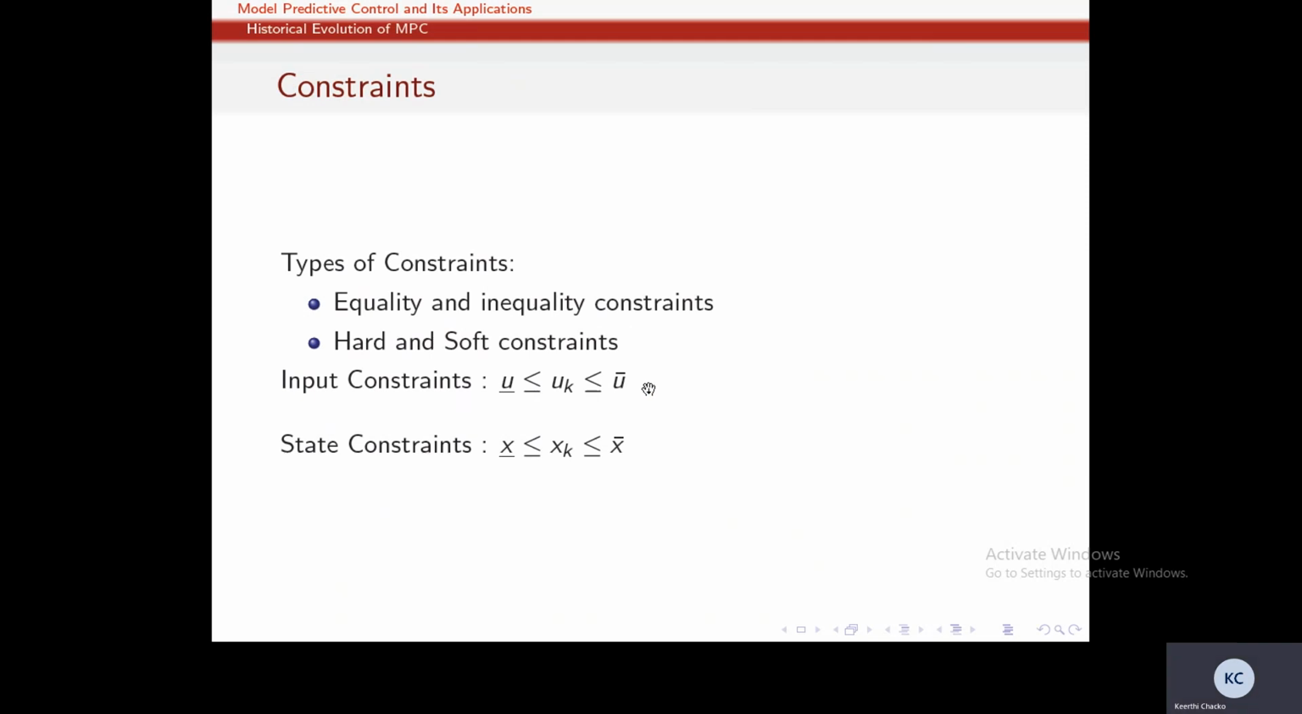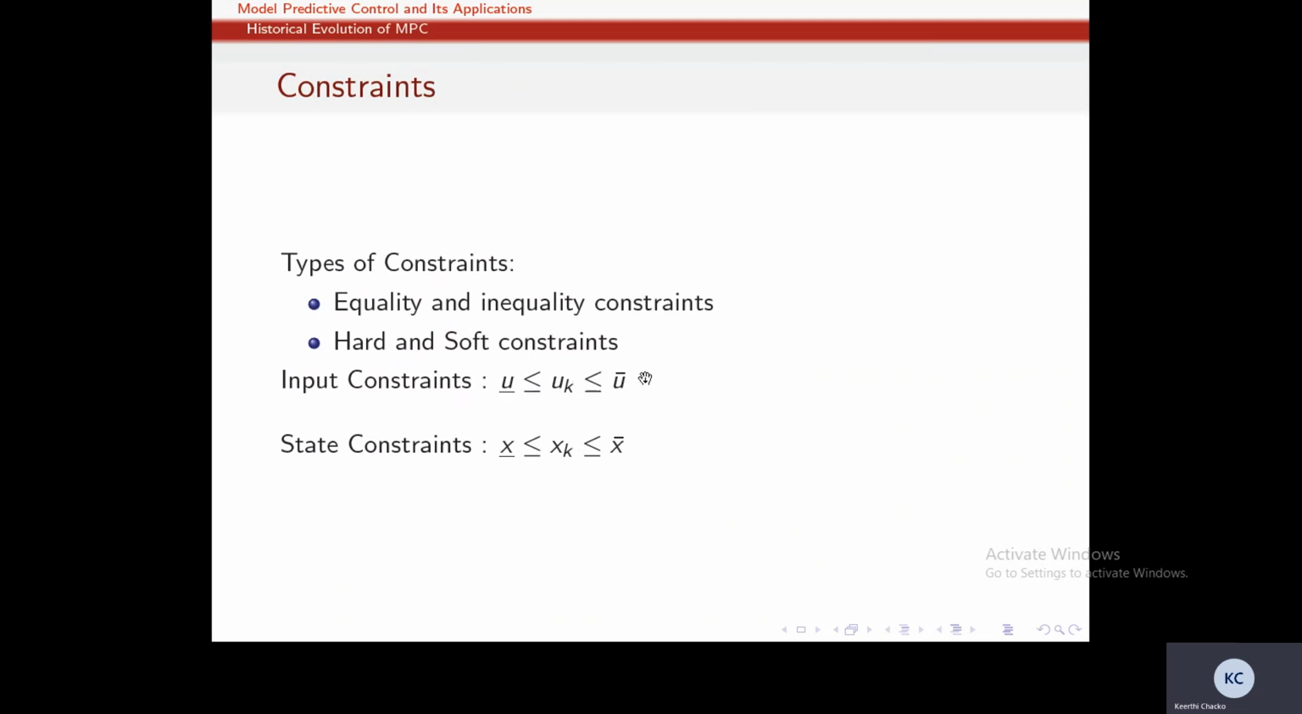Now we'll see the different types of constraints. The main advantage of model predictive control is its capability to incorporate constraints within the problem formulation. Every practical system will have constraints. They may be equality constraints or inequality constraints, hard constraints or soft constraints. Hard constraints cannot be violated. For example, a valve opening from 0 to 100% cannot go beyond 100%, so those are hard constraints. Soft constraints are mostly state constraints, where even if it is violated a little bit, we can tolerate that violation.